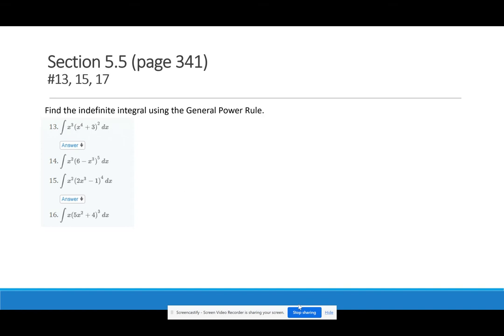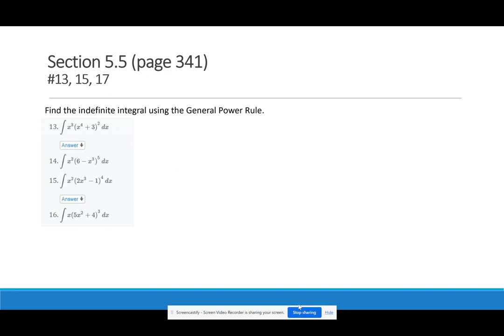All right, so let's move into 5.5. So this is the integration by substitution. So the first objective on the final exam review said to find the indefinite integral using the general power rule. Okay. All right, so I'm taking a look at the ones they suggested, 13, 15, and 17.